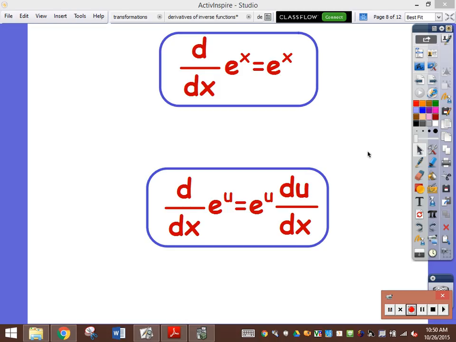So the two rules are the derivative of e to the x is e to the x, and the derivative of e to the u is e to the u du. So when you have a composite function, so the exponent of e is something other than just x, it's an expression, then you need to use chain rule, which would be taking the derivative of the outer, the e, leave the inner alone, times the derivative of the inner. So that's where this du over dx comes from.